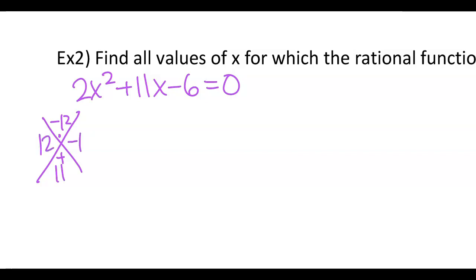12 and negative 1. Good. When you multiply both of them, you'll get negative 12. When you add them, you'll get 11. Whenever I write out my answer, can I just write it as x plus 12 and x minus 1? Why not, Lorraine?